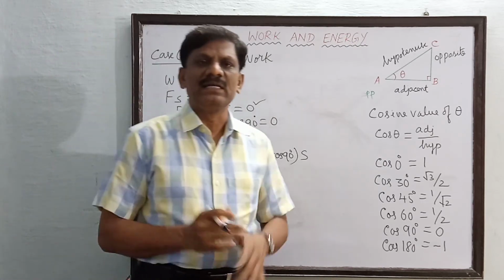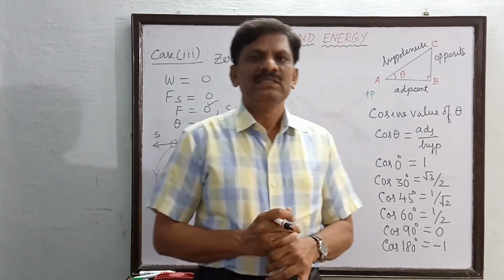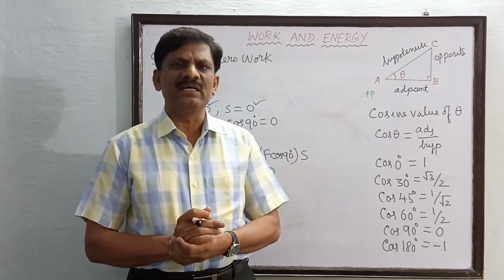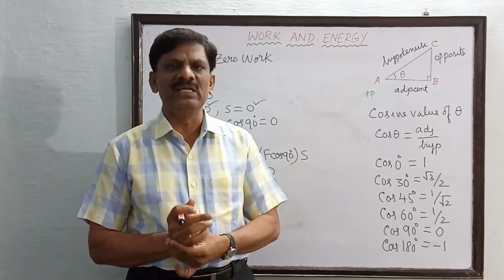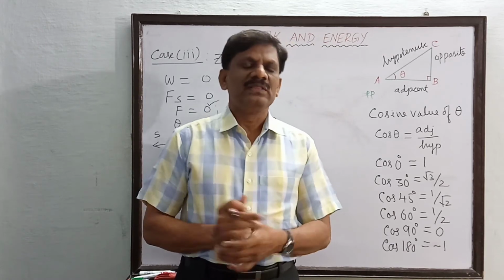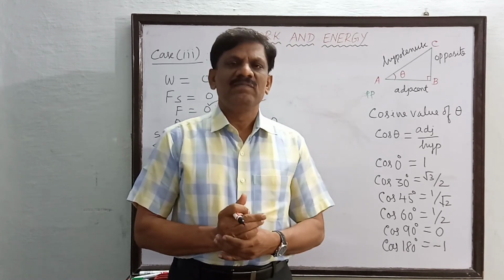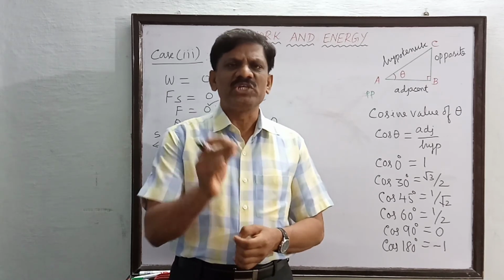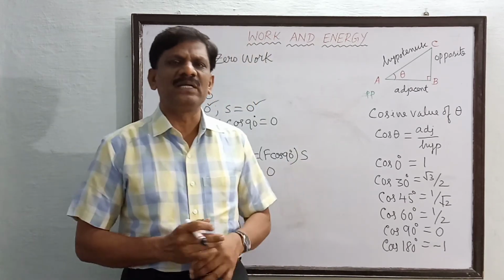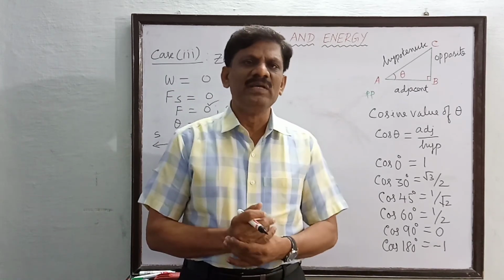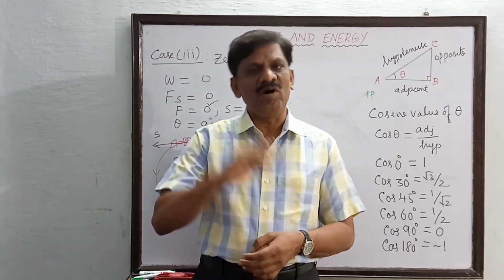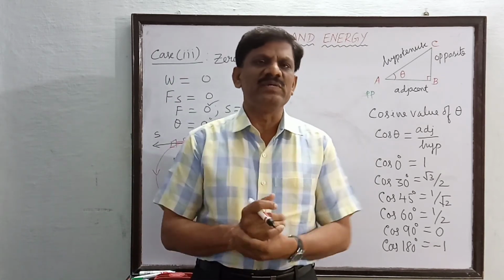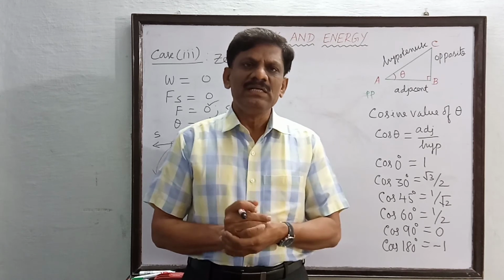So when is the work done said to be positive? When the angle between the force and the displacement is an acute angle. If it is 0, then 100% it is positive, definitely. So if it is an acute angle also, then the work done will be positive. When it is an obtuse angle, then it will be negative. So in short, we can say that if force and displacement are in the same direction, work done is said to be positive. If force and displacement are in opposite directions, then the work done is negative. If force and displacement are at right angles to each other, then the work done is said to be 0.